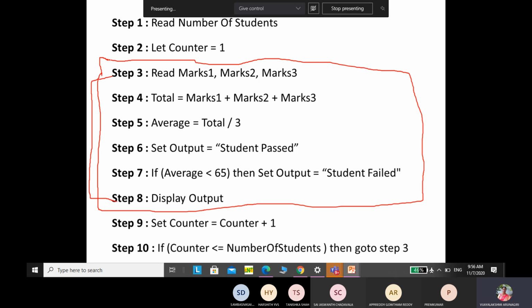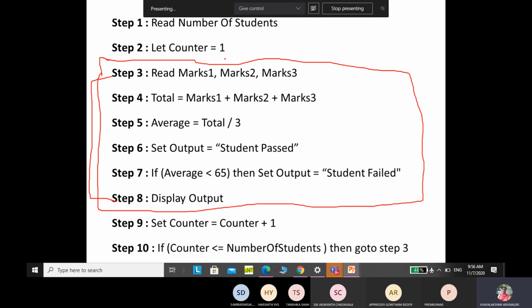These steps I have to repeat for more students. So additionally, I am going to add 2-3 statements. That's all. Correct or not? Yes, ma'am. So if I want to repeat these statements many times, for how many times am I going to repeat? For that I have to read the number of students, how many students I want to calculate the result for.